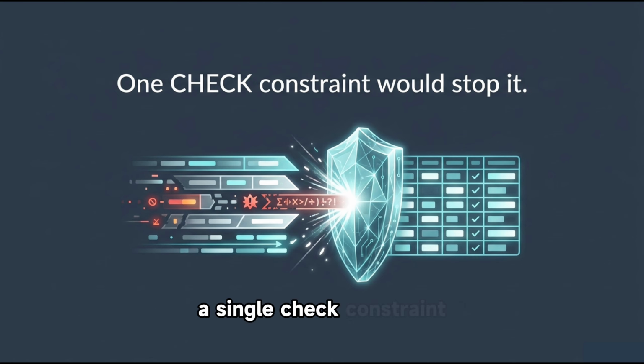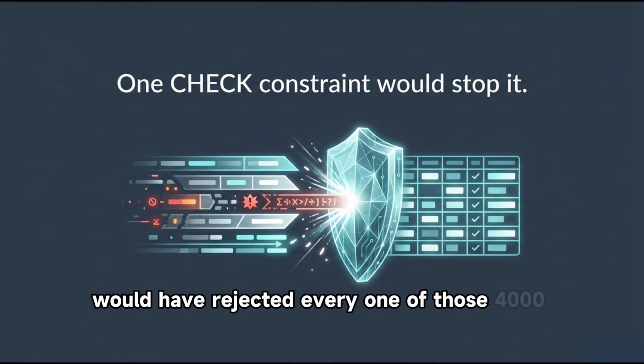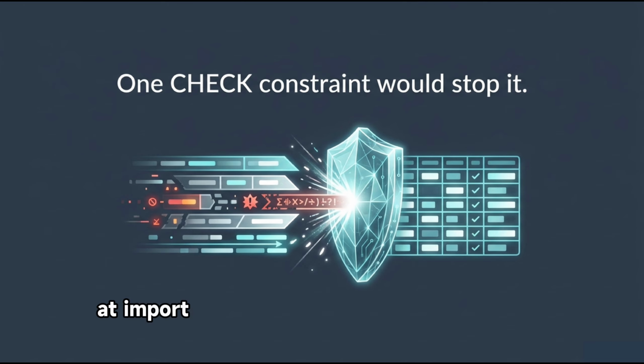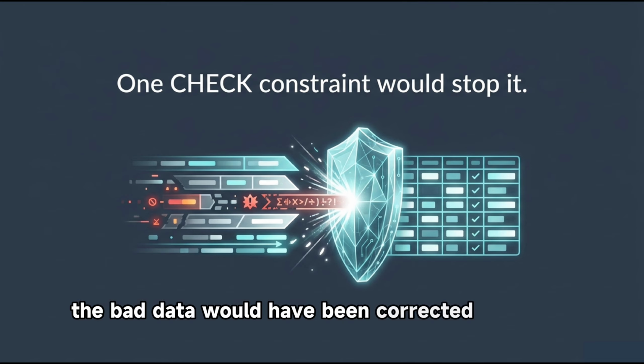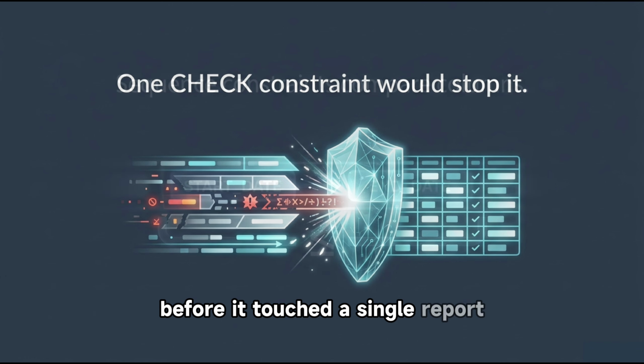A single check constraint, delivery date must be greater than or equal to collection date, would have rejected every one of those 4,000 records at import. The import would have failed loudly. The bad data would have been corrected at source before it touched a single report.